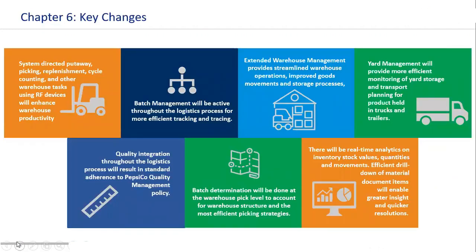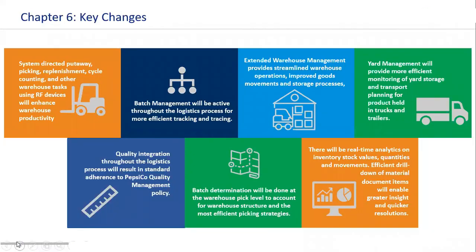So some of the key changes: system-directed putaway, picking, replenishment, cycle counting and other warehouse tasks using RF devices, which will enhance warehouse productivity. Batch management will be active throughout the logistics process for more efficient tracking and tracing. EWM provides streamlined warehouse operations, improved goods movements and storage processes.